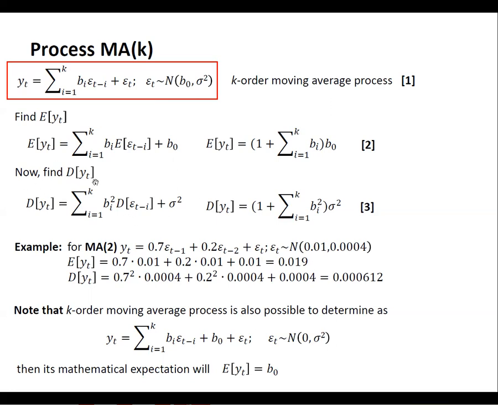Also, we can find the variance of our time series. According to the described formulas, we apply the variance operator to both sides of our MA process, and we get that the variance of yt is equal to the sum from 1 to k of the squared moving average coefficients multiplied by the variance of epsilon t with lag j, plus sigma squared, that is the variance of the initial epsilon t. Putting sigma squared out of brackets, we get equation 3 for the variance.